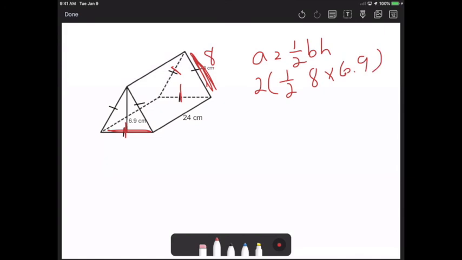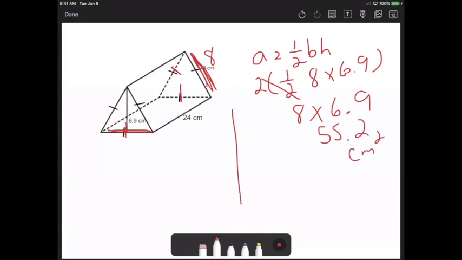What I like to do is simplify right away. When I simplify, the 2 times 1/2 is just 1. So it's just 8 times 6.9, and 8 times 6.9 we're going to get 55.2, and that's centimeters squared.